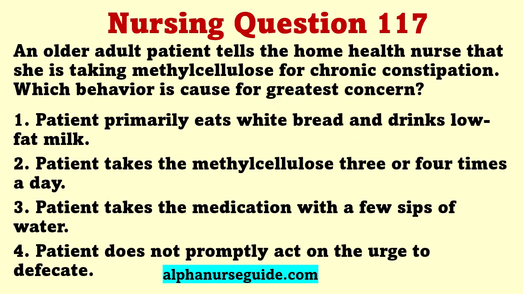An older adult patient tells the home health nurse that she is taking methylcellulose for chronic constipation. Which behavior is cause for greatest concern? 1. Patient primarily eats white bread and drinks low-fat milk. 2. Patient takes the methylcellulose 3 or 4 times a day. 3. Patient takes the medication with a few sips of water. 4. Patient does not promptly act on the urge to defecate.